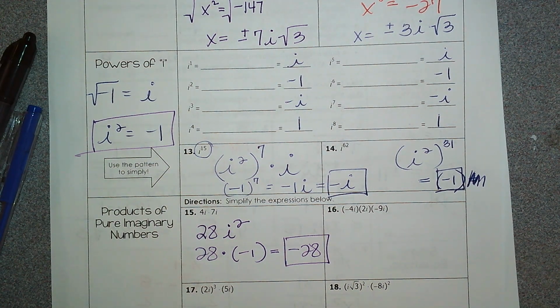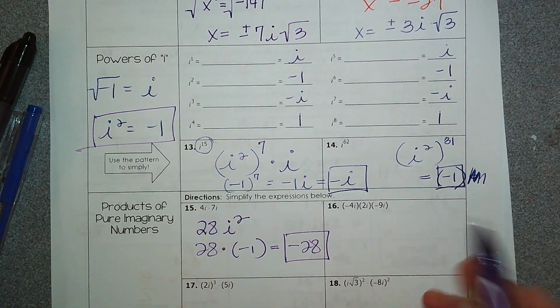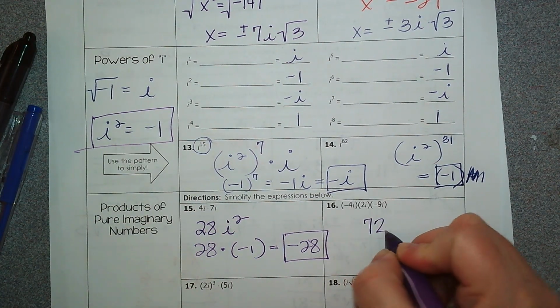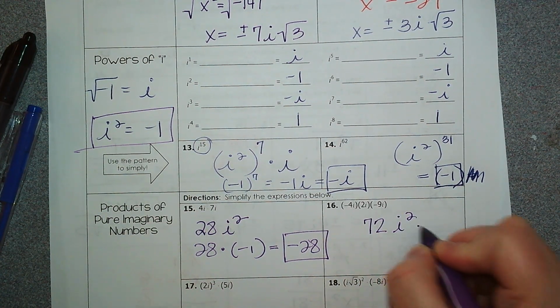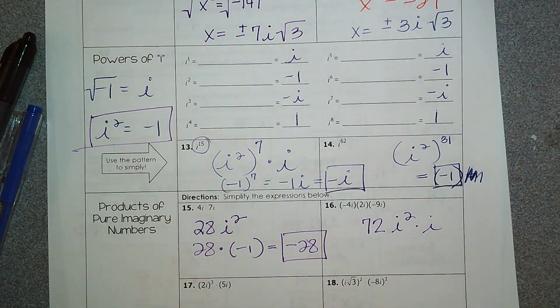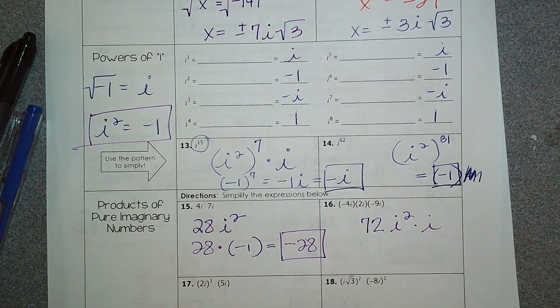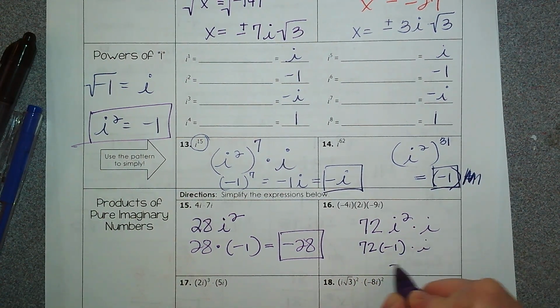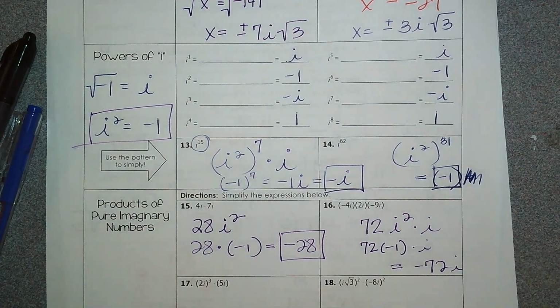Number 16, multiply the coefficients first. Negative 4 times 2 times negative 9. I times I times I. You want to write it as a product of I squared and whatever else you might have, because we know that I squared is negative 1. So it's 72 times negative 1 times I, which gives us negative 72I.